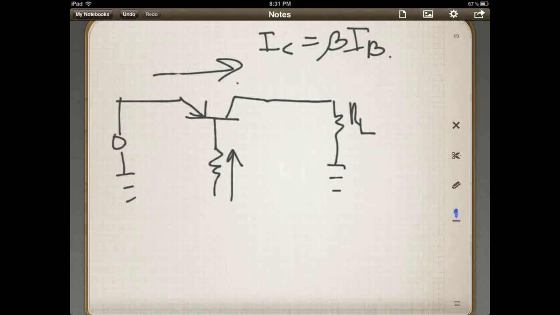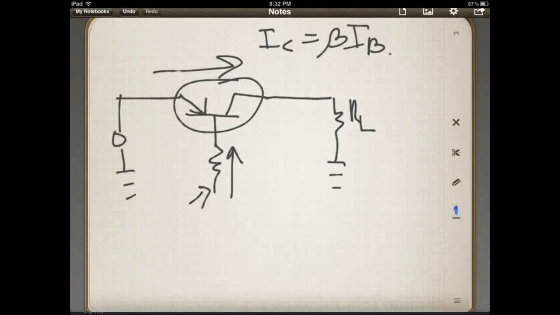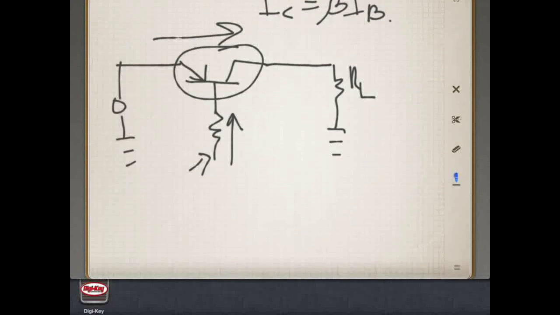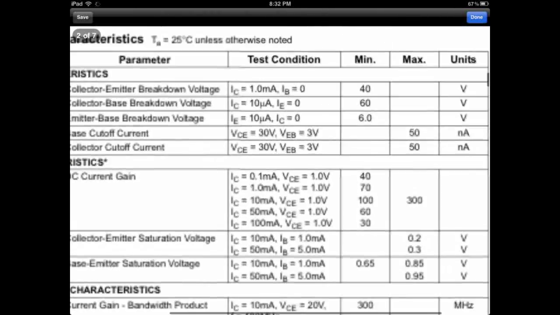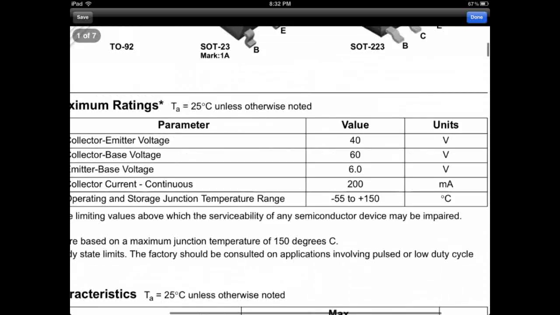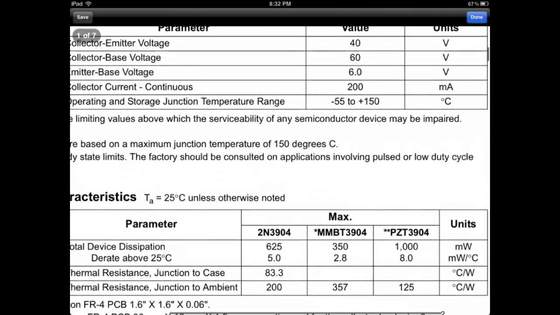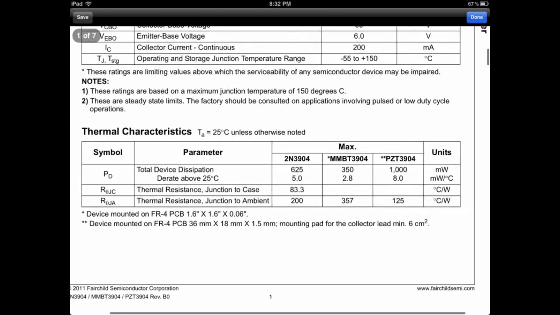Okay, total device dissipation. Derate above 25 degrees, which means you have to lower it. If you're above 25 degrees, obviously it's going to be less, and that's where you get the milliwatts per degree C. But if we're looking at the 394, this can handle 625 milliwatts at 25 degrees ambient. As long as you stay within a dissipation of 625, then you're good to go.